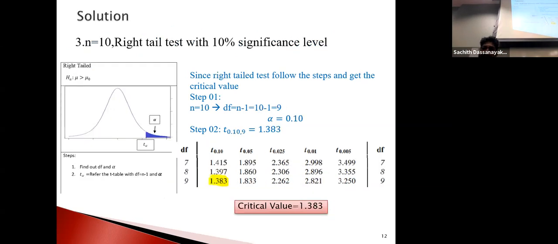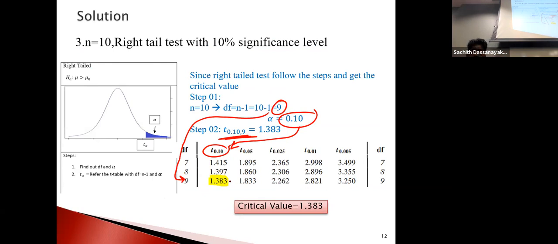Right tail test. Just check this one. The degree of freedom is 9, alpha is 0.1. So you have to find this one. Since this is positive, your t value is going to be a positive value. In the table, the t value is here, and the degrees of freedom is this one. So the value is this one. Since this is a right tail test, your answer is positive, the same value. Okay? Clear?